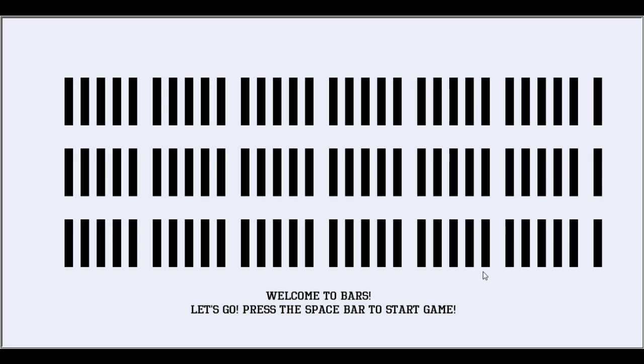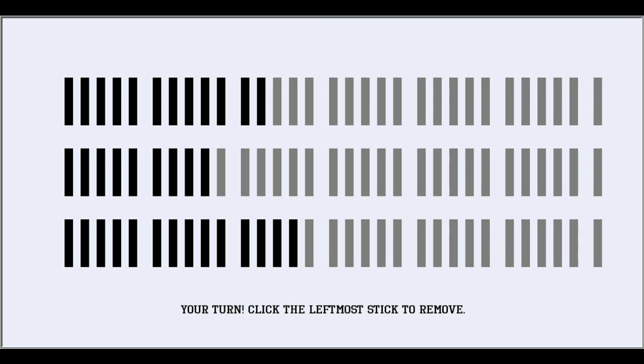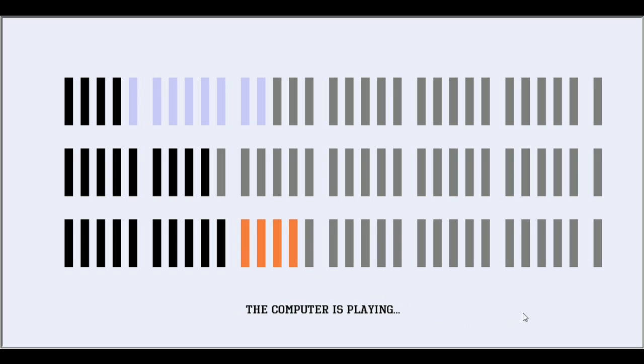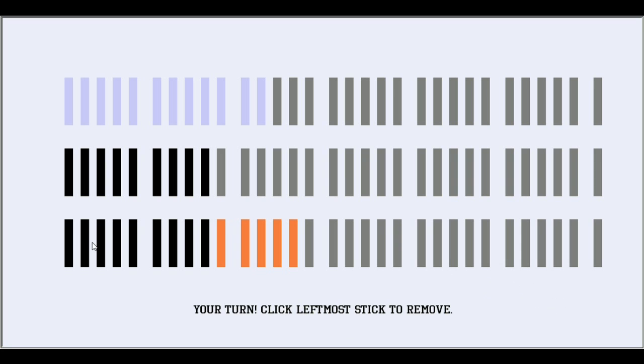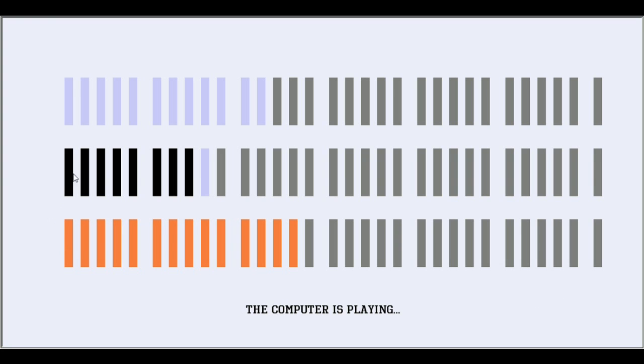Press the space bar to start game. Okay, spacebar being pressed. Your turn. Click the leftmost stick to remove. Let's click that, thinking the computer is playing. Okay, that's good. Click that one. Nope, I'm not going to win because once I select this one, it's going to select that one. And the computer is the winner. Sorry, the computer is the winner. Try again. To play again, press spacebar. To leave, click the X button.